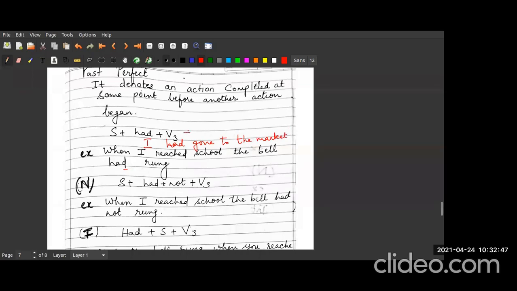यहाँ पर ऑब्जेक्ट भी जोड़ सकते हो. So subject I plus had plus V3, gone to the market. So here we don't have any object. To the market is not an object. So when I reached school, the bell had rung.